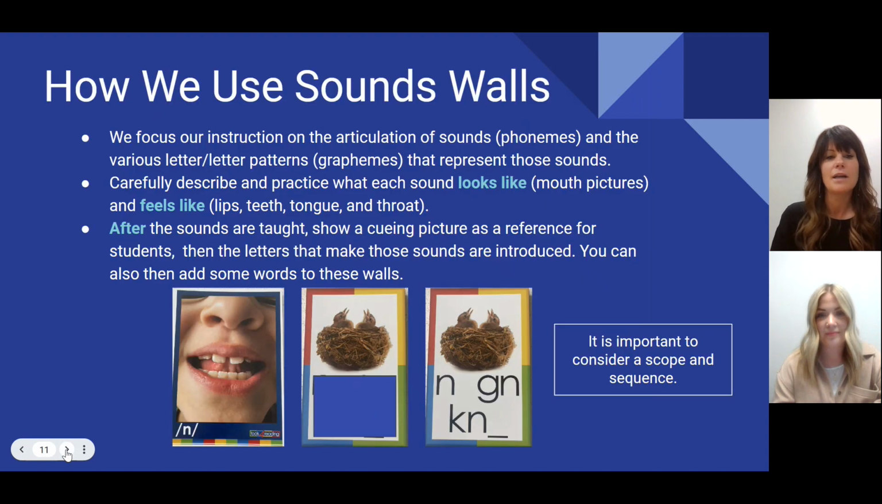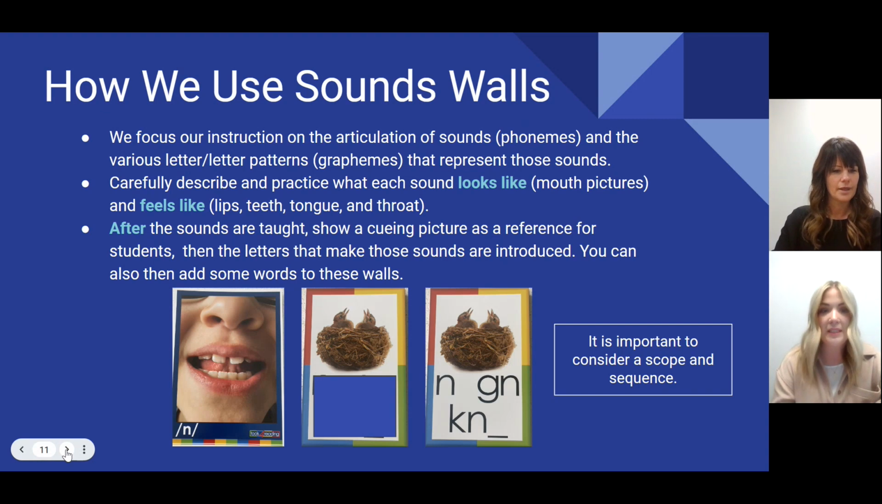Okay. So I'm going to pass it over to you, Steph, to talk about how we do this. How do we set this up in our classrooms? Yes, absolutely. So we get lots of questions about this. How do we use a sound wall? How do we set it up? And we're going to jump into all those and hopefully answer those questions for you really quick.